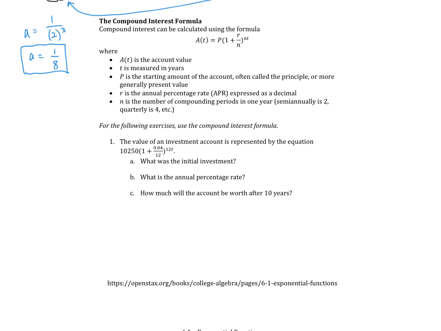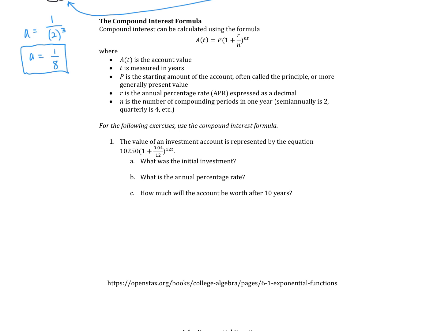T is measured in years. P is the starting amount of the account. Sometimes it's called the principal or the present value, but it's the original amount that you put in the account. R is the percent, the rate that you earn. When you put it in your formula, you need to make sure you put it in as a decimal and not the percentage. And then N is the number of compounding periods in 1 year.